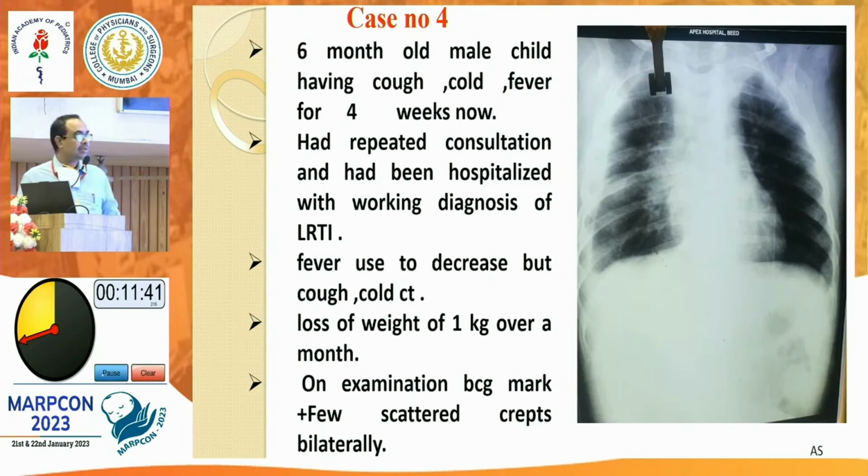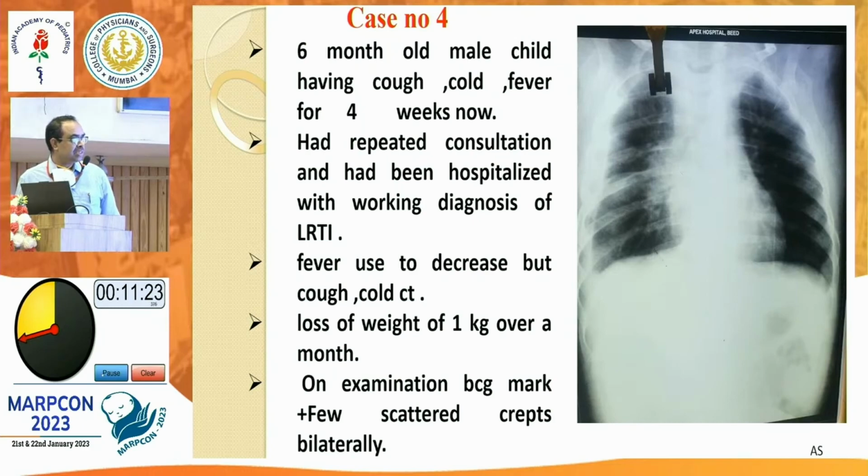Case number 4, to Asad again. A 6-month-old male child having cough, cold, fever for 4 weeks now, had repeated consultations, had been hospitalized with a working diagnosis of LRTI. Fever used to decrease, but cough and cold continued. Loss of weight of 1 kg over 1 month.